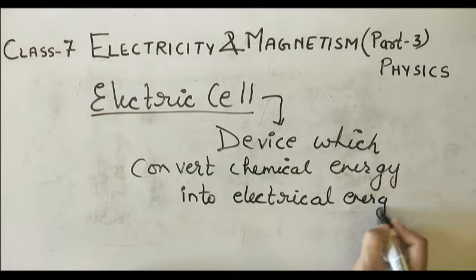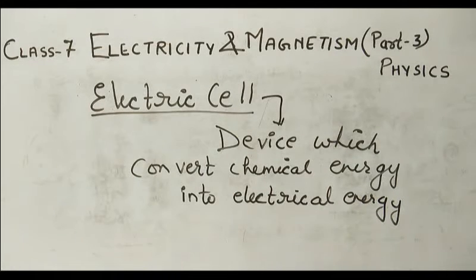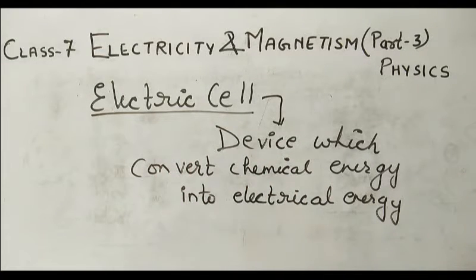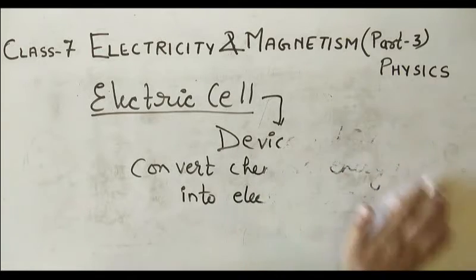That means the function of an electric cell is to convert chemical energy into electrical energy. In a simple way, the chemicals present inside the cell perform chemical reactions, and due to those reactions the electric cell produces electricity or electrical energy. The chemicals inside the cell undergo chemical reactions, and because of this, electric current is produced.